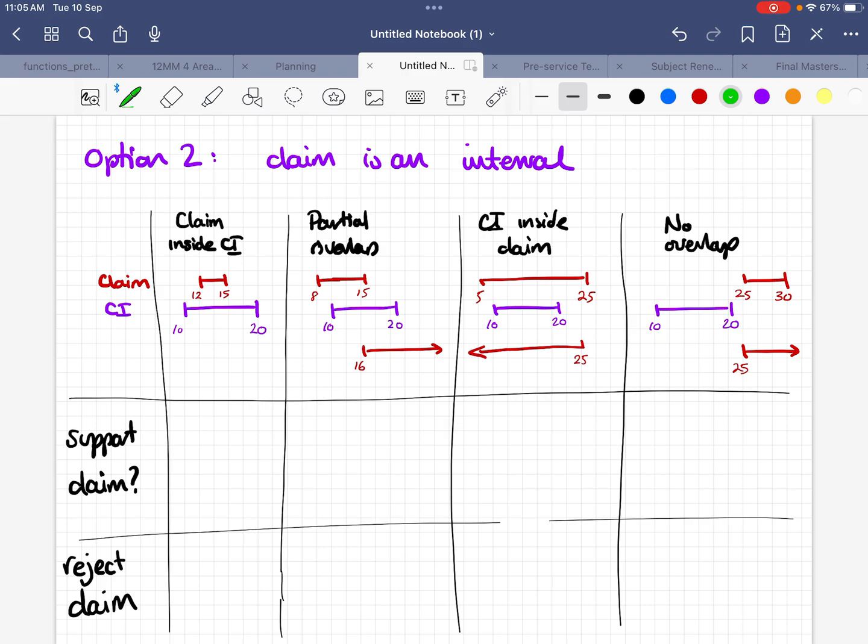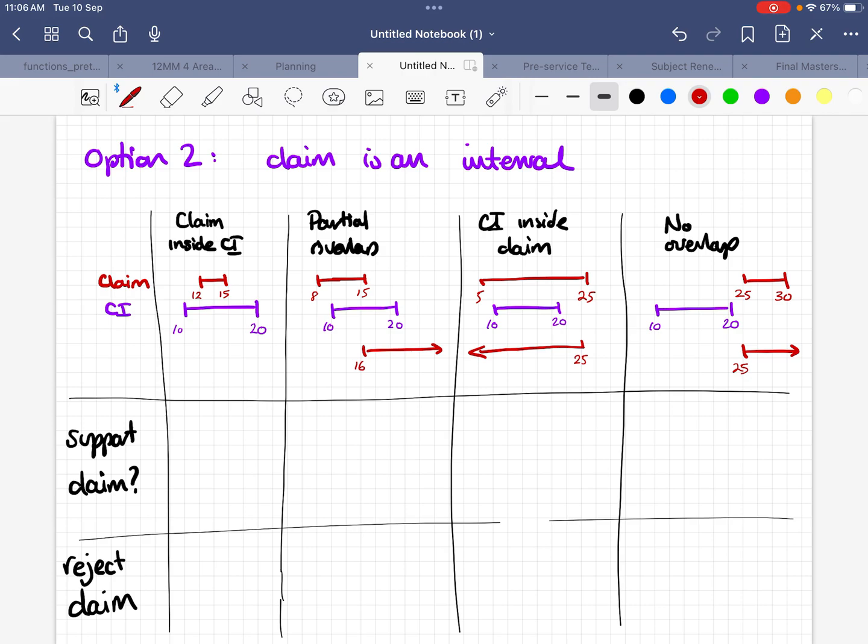and we'll actually see this a little bit more often in tests and the exam as well. We just need to be careful here. So let's go through these one by one. You can see that I've got some values here already. So for all of these situations, we've got a confidence interval. It's telling us the true population mean is between 10 and 20. Now let's say I'm claiming that it's between 12 and 15.